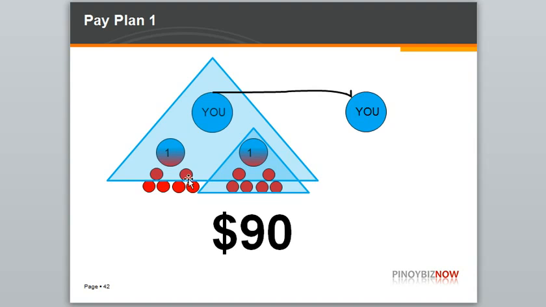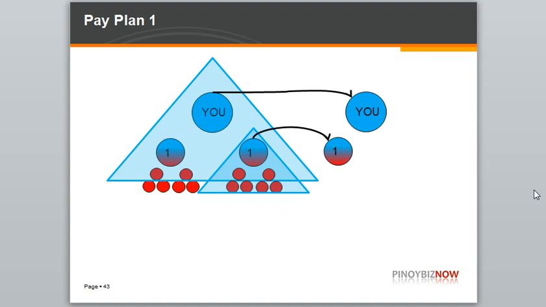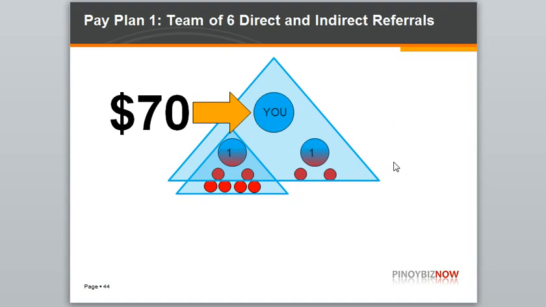1, 2, 3, 4, 5, 6, 7. After you refer 7 direct referrals, your cycle commission of $70 now goes up to $90. So since that person formed another group of 6, magsa-cycle po siya and is placed under you here. And that's the pattern, no?